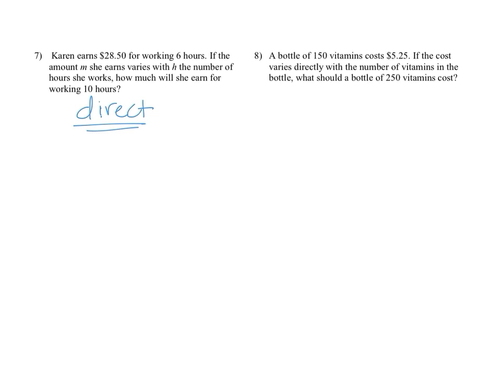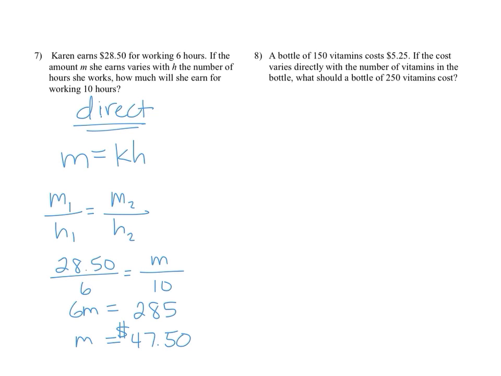I'm going to do the same thing. Pause it and try it yourself. Here comes the answer. And it turns out that Karen's going to make $47.50, which again makes sense. It's almost twice the amount of time she's working and almost twice the amount of money she's making.